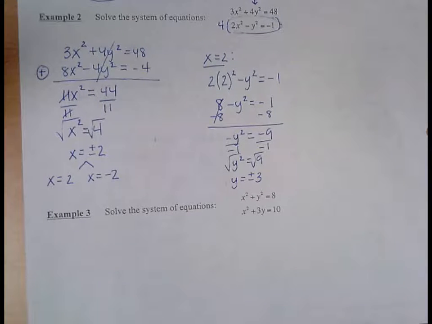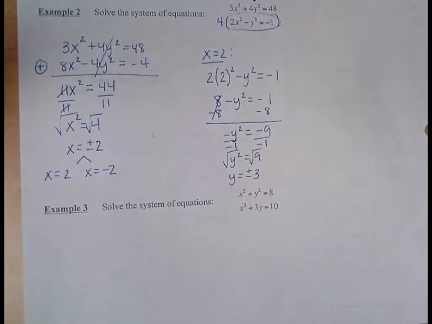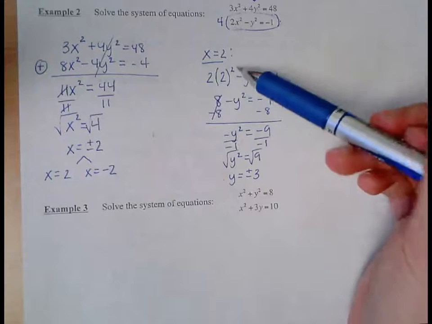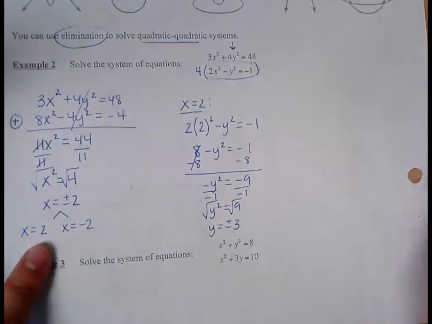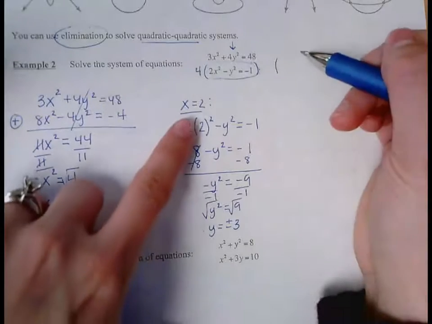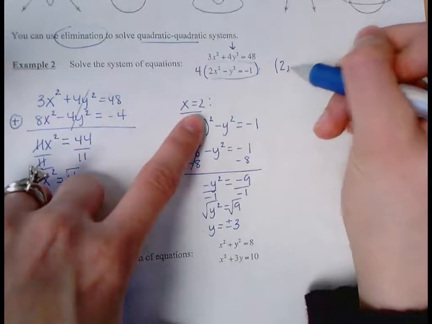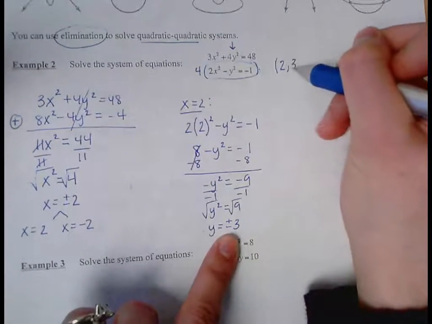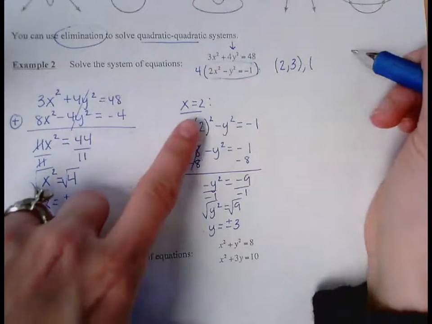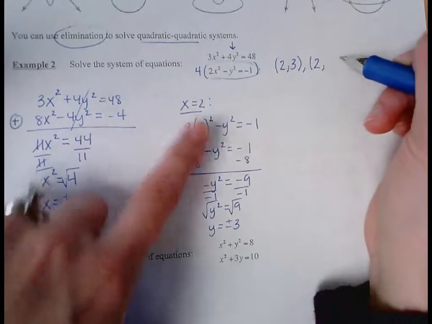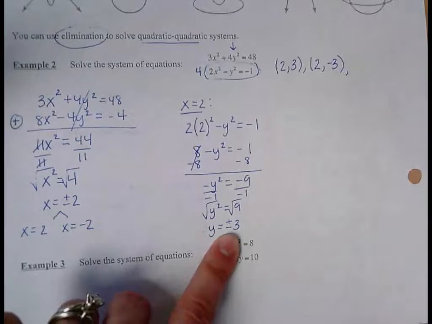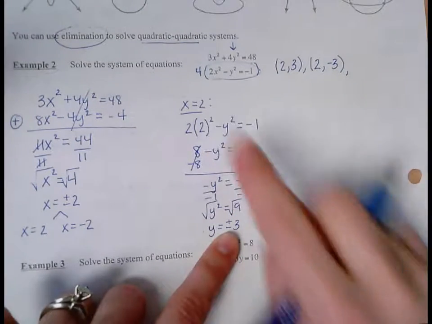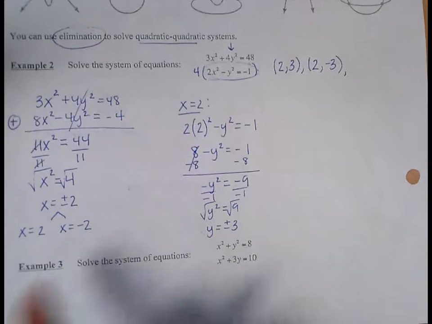Okay, so this really means I have two different ordered pairs just for this one x value. So when I'm listing my solutions, I'll list them up here. One of my solutions is the x-coordinate positive 2 and the y-coordinate positive 3. Another solution is the x-coordinate positive 2 and the y-coordinate negative 3. So I have two ordered pairs for that one x value. I still have a second x value to plug in.